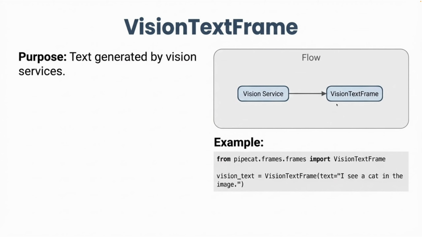So we can have some vision text frame for that, where we can mention the text, I see a cat in the image, something like that. So it brings vision model insights into the text pipeline, and mainly it is used after image analysis or visual understanding for multimodal reasoning. And yeah, this is mainly treated like LLM generated text and can feed directly into LLM context.